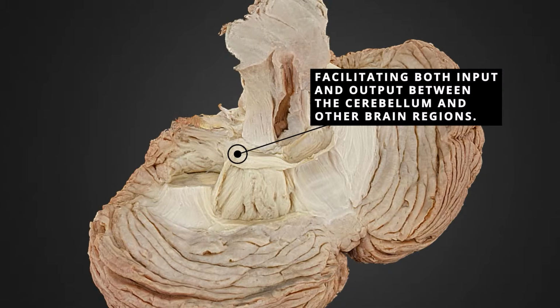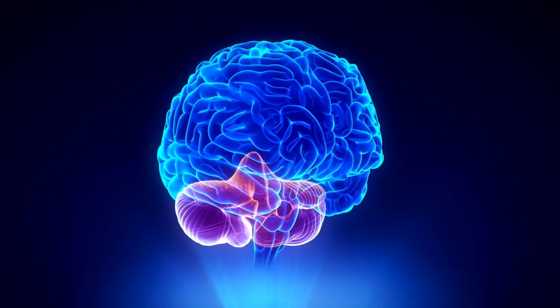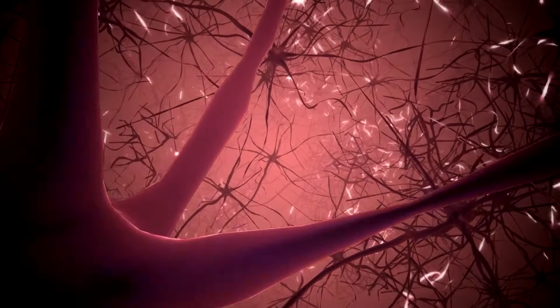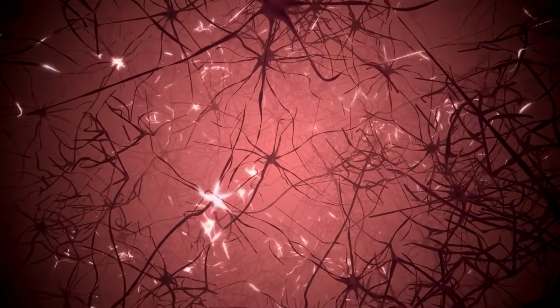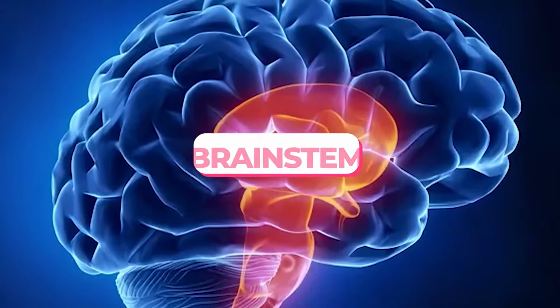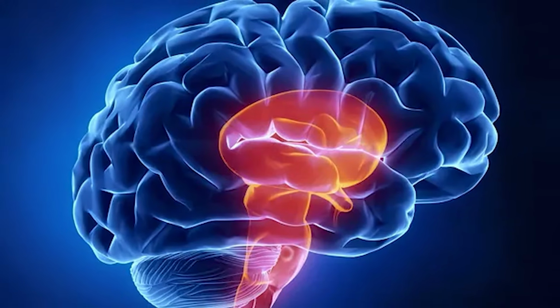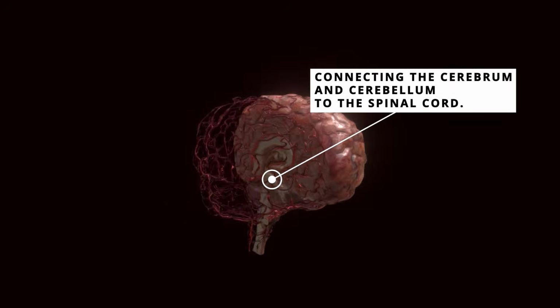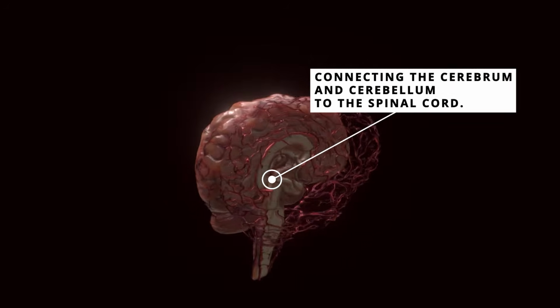brain regions. Despite the cerebellum's smaller size compared to the cerebrum, the cerebellum contains more neurons and plays a crucial role in a variety of tasks, ensuring they are executed with precision and grace. Brainstem. The brainstem is located at the base of the brain. It serves as the bridge connecting the cerebrum and cerebellum to the spinal cord.